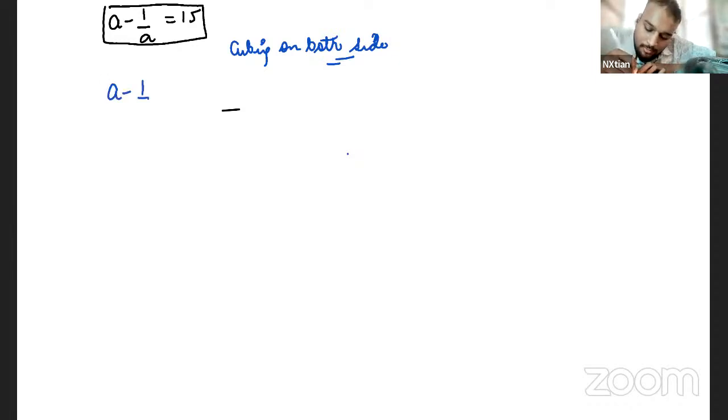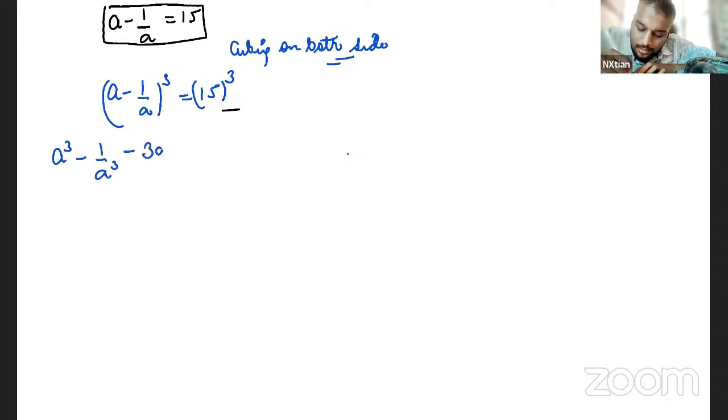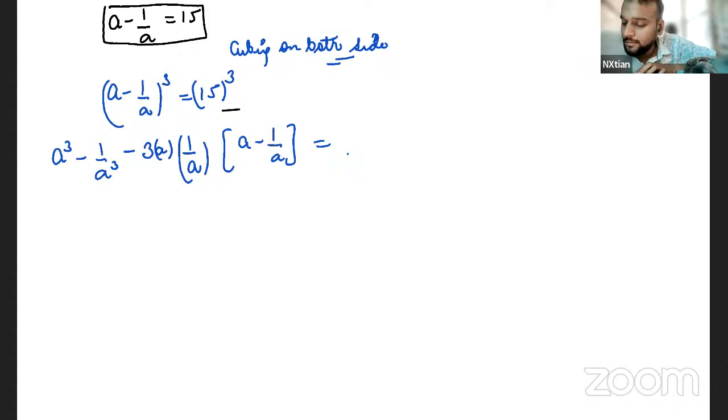Okay, now we have to take the same thing, cubing on both sides. So cubing on both sides means a minus 1 upon a whole cube is equal to 15 cube. So the formula of this is a cube minus 1 upon a cube minus 3 a into 1 upon a, and a minus 1 upon a is equal to 15 cube. What is the 15 cube answer? Do you know? I can do it in my mind.